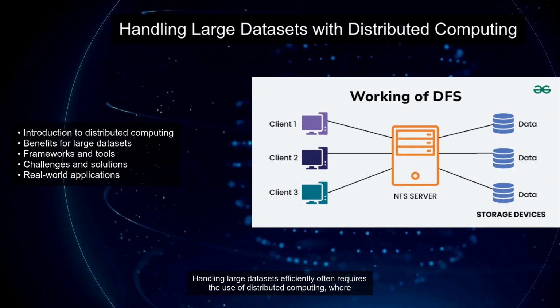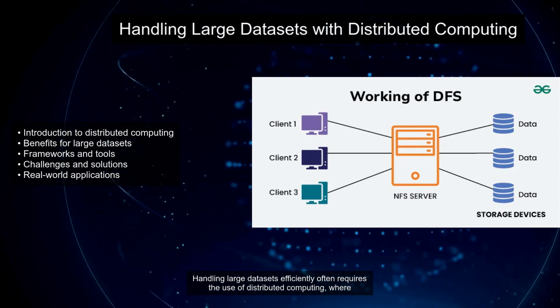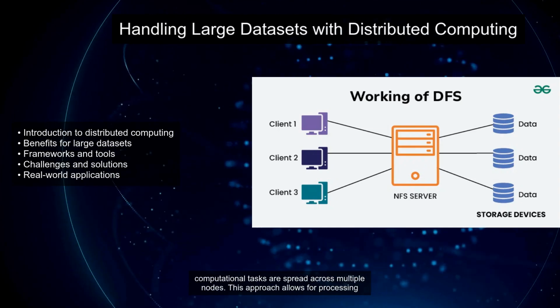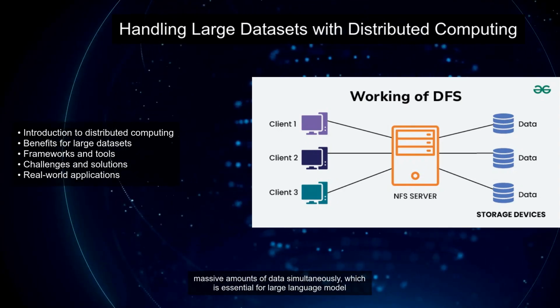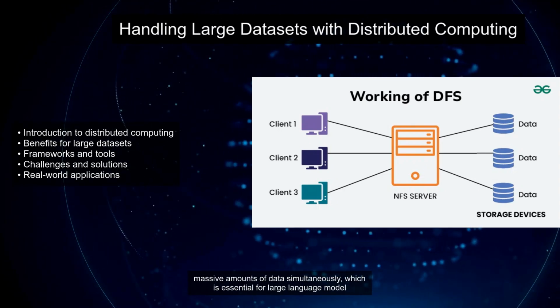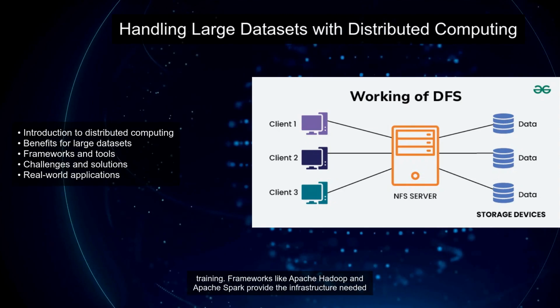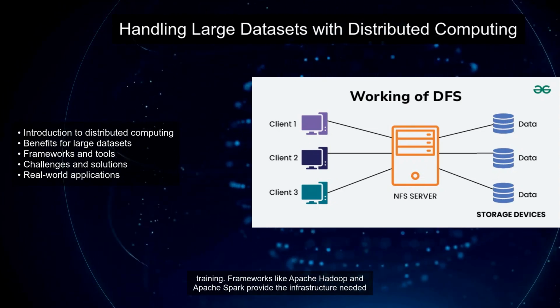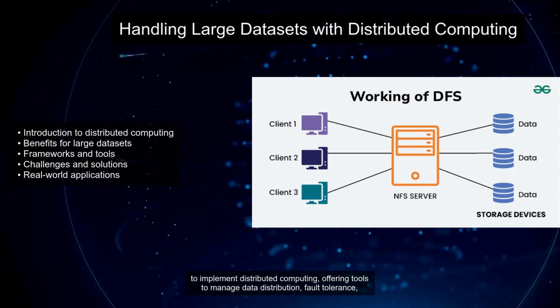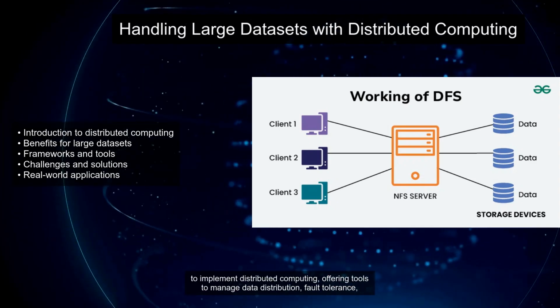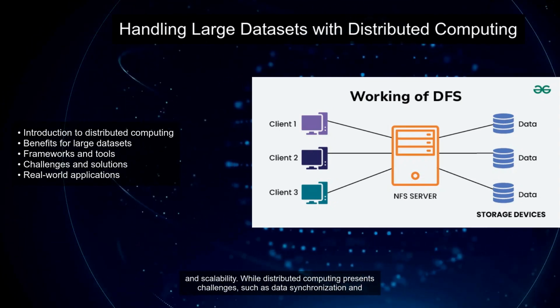Handling large datasets efficiently often requires the use of distributed computing, where computational tasks are spread across multiple nodes. This approach allows for processing massive amounts of data simultaneously, which is essential for large language model training. Frameworks like Apache Hadoop and Apache Spark provide the infrastructure needed to implement distributed computing, offering tools to manage data distribution, fault tolerance, and scalability.